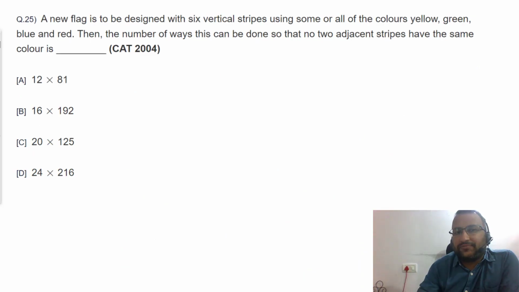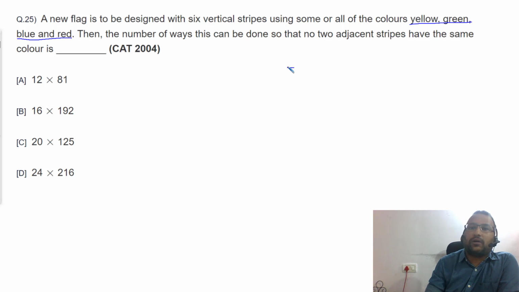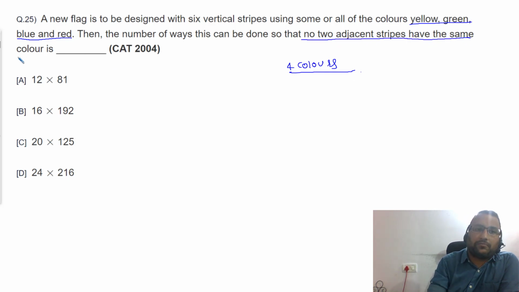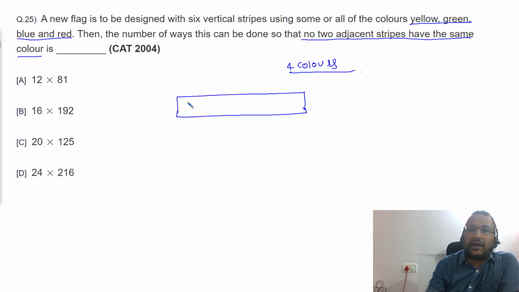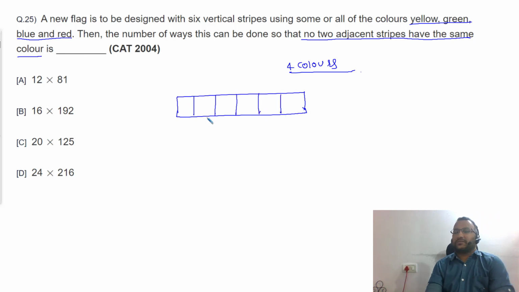The next question is from CAT 2004. A new flag is to be designed with 6 vertical strips using some or all of the colors yellow, green, blue and red. Total 4 colors are there. Find the number of ways this can be done so that no 2 adjacent strips have the same color. So look here, there are 6 vertical strips like this: 1, 2, 3, 4, 5 and 6.